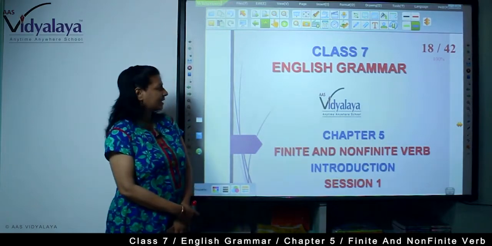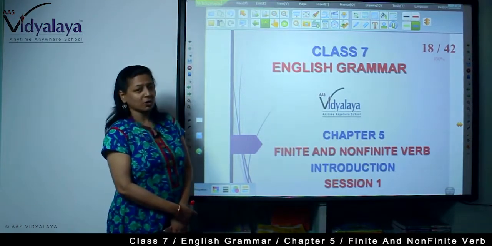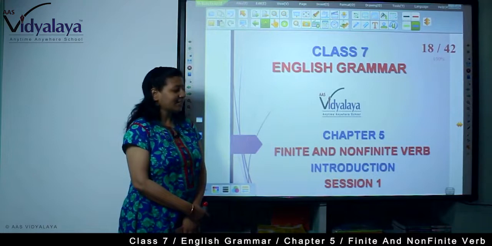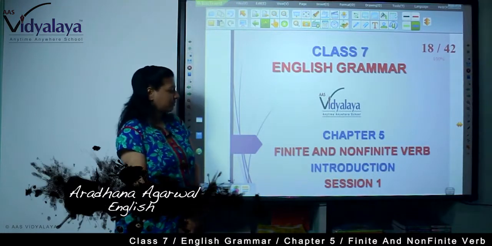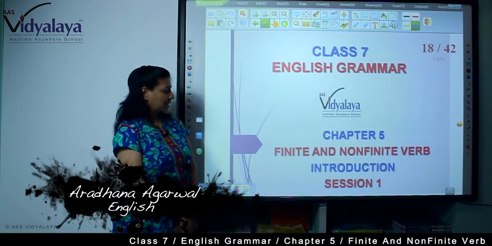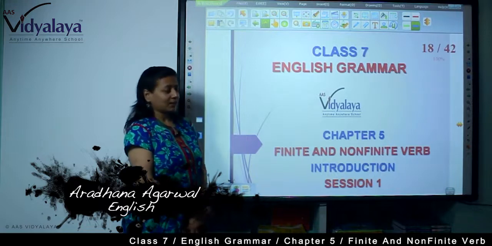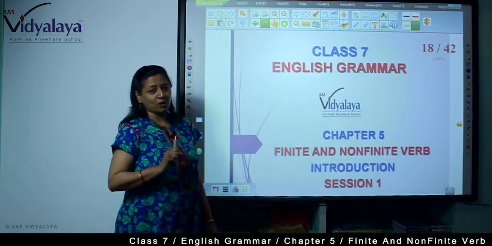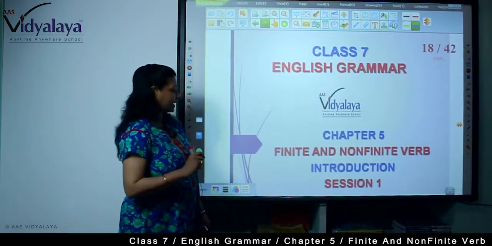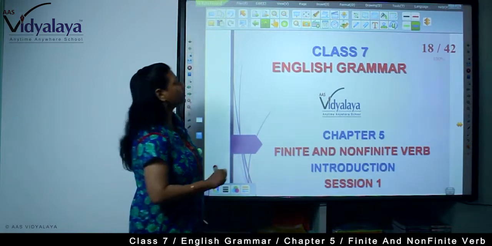It's class 7 English grammar. We are doing chapter 5, that is finite and non-finite verb, and this is the introduction. This is session 1. In this you will come to know about two types of verb, that is finite and non-finite.